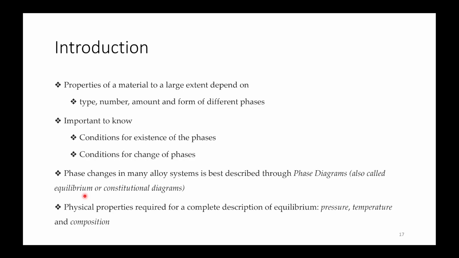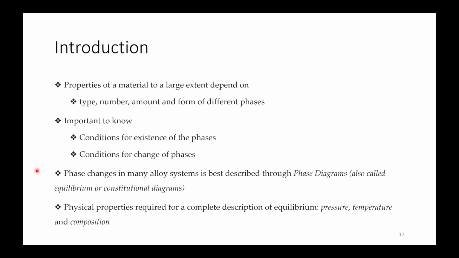Now, properties of a material to a large extent depend on the type, number, amount, and form of different phases that are present, and it is important to know the conditions for existence of the phases and the conditions for the change of phases. So if I increase the temperature, there can be dissolution of some precipitate particles that are present, which might lead to a reduction in the hardness of the system, which might lead to failure of the component entirely. That's why we need to understand the phase diagram of systems.